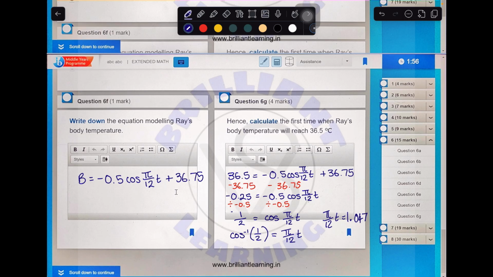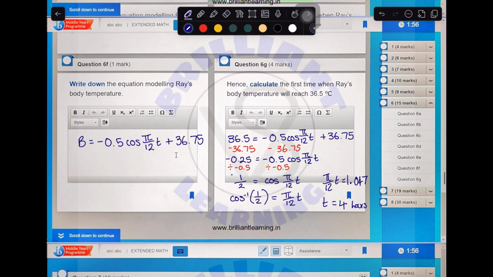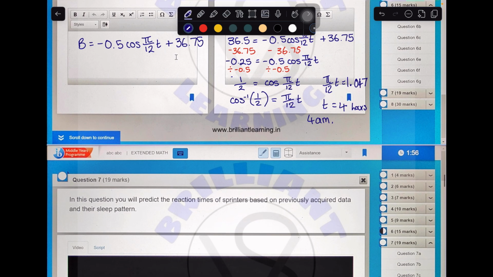We're going to divide both sides by pi over 12. So you should be getting that t is equal to 4, so therefore 4 hours. So it would be 4 a.m. because it starts at midnight. Okay, that's it, perfect.